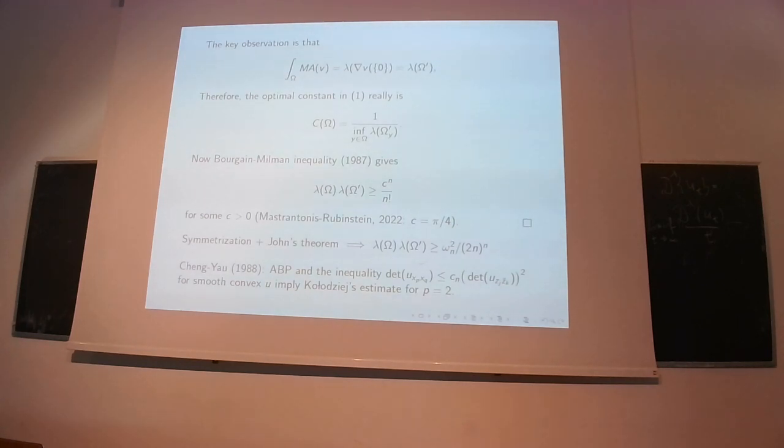Was this already observed by Chen Yao? That's exactly. So the Kołodziej estimate for p equal to 2 is due to Chen Yao. But they didn't apply it to the global. No, they didn't apply it to the global. Yeah. Right, because for the global, you mean the strict localization.